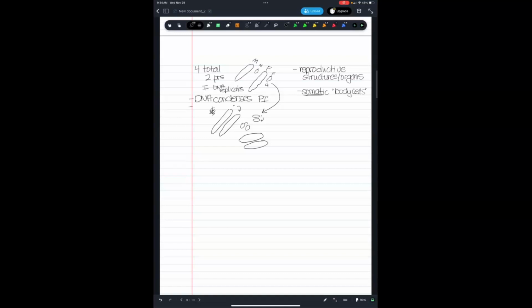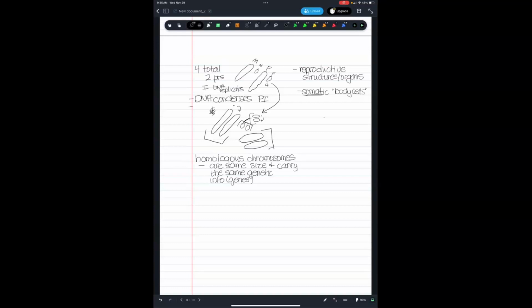But you have a new term that you got introduced to called homologous chromosomes. And those are chromosomes that are the same size and carry the same genetic information, genes. So this is a set of homologous chromosomes. This is a set of homologous chromosomes together.